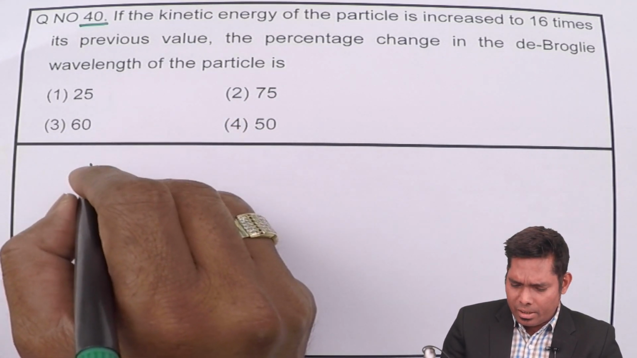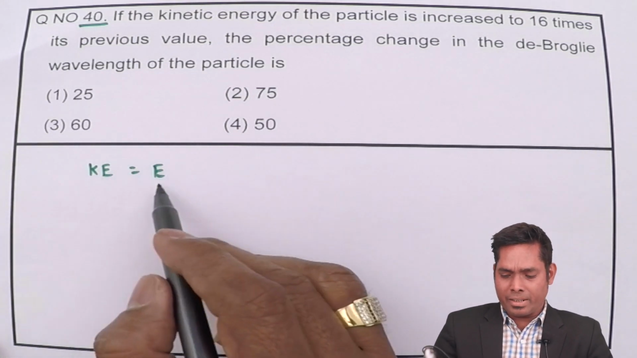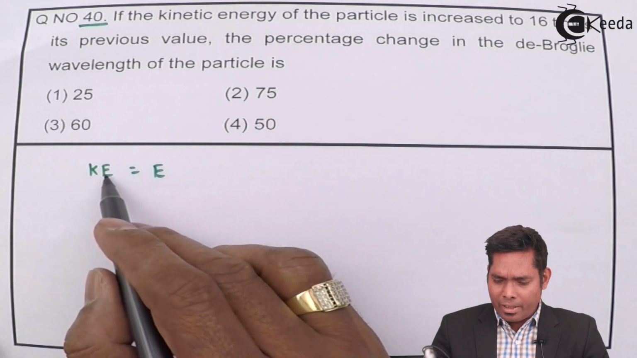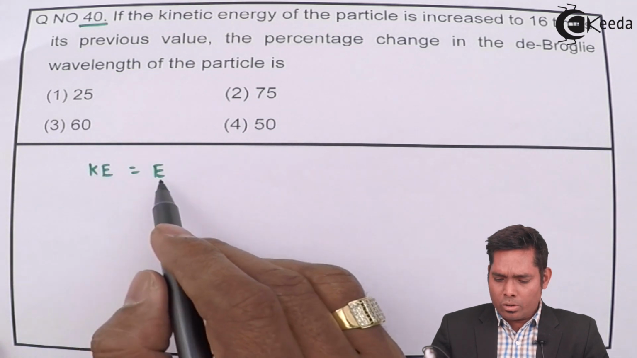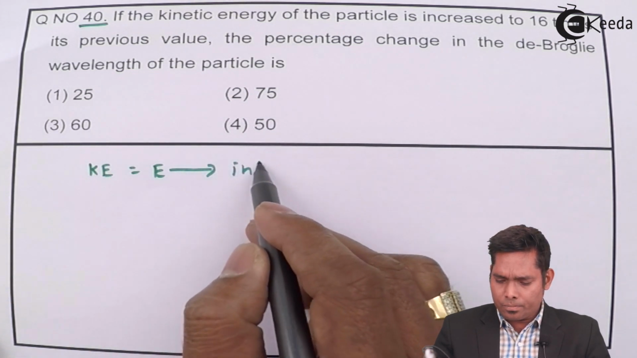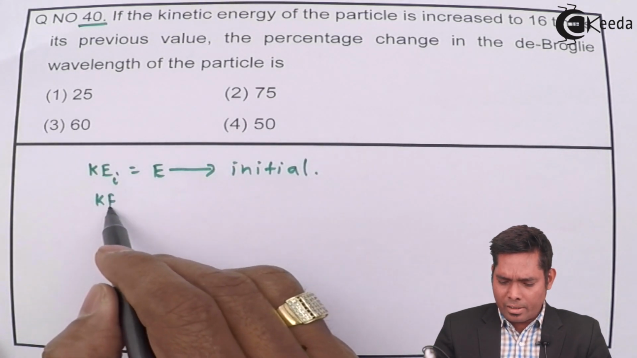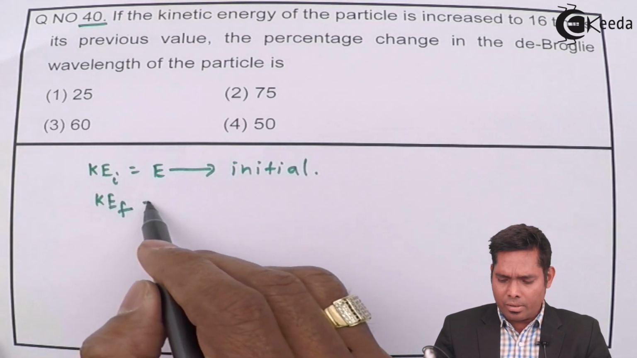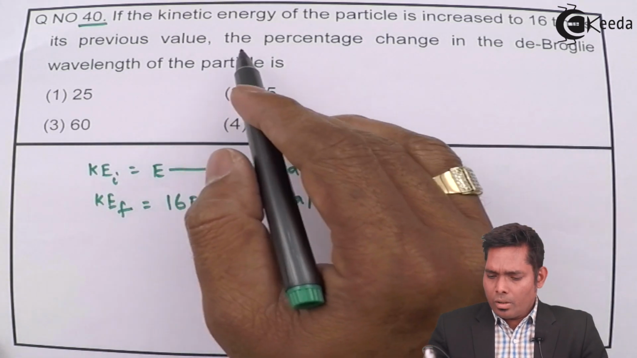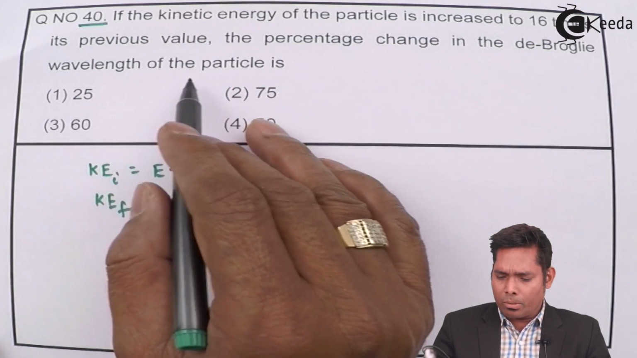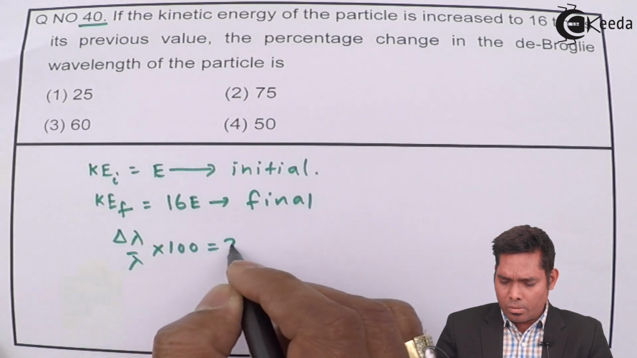Suppose the kinetic energy, I'll write this as E to represent kinetic energy. The kinetic energy of the particle is increased to 16 times its previous value. Suppose this is the initial value. Now this is the initial kinetic energy, and the final kinetic energy Kf is 16 times E. The percentage change in the de Broglie wavelength of the particle is to be found.